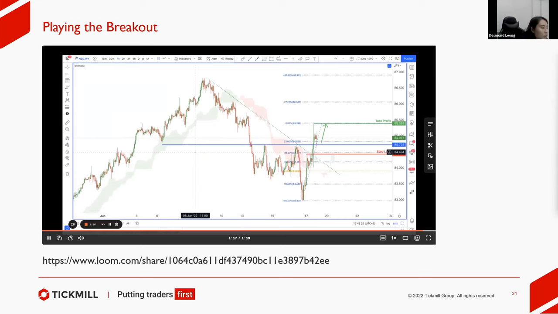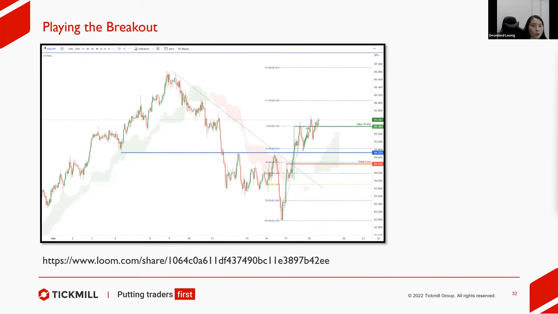Another one here, you can see price breaking the Ichimoku cloud here. It broke this horizontal level here, right? It also broke the Fibonacci level here, and we expect to see price bouncing at the 23.6 Fibonacci level where all the breaking was happening. True enough, it bounced from there. Sorry, let me just go to the next slide. It bounced from there, and this would have been a really nice trade as well.